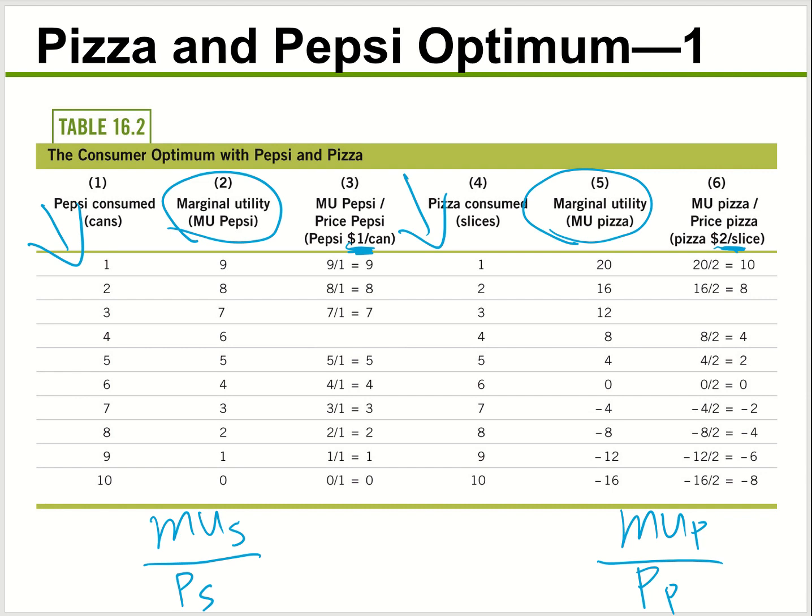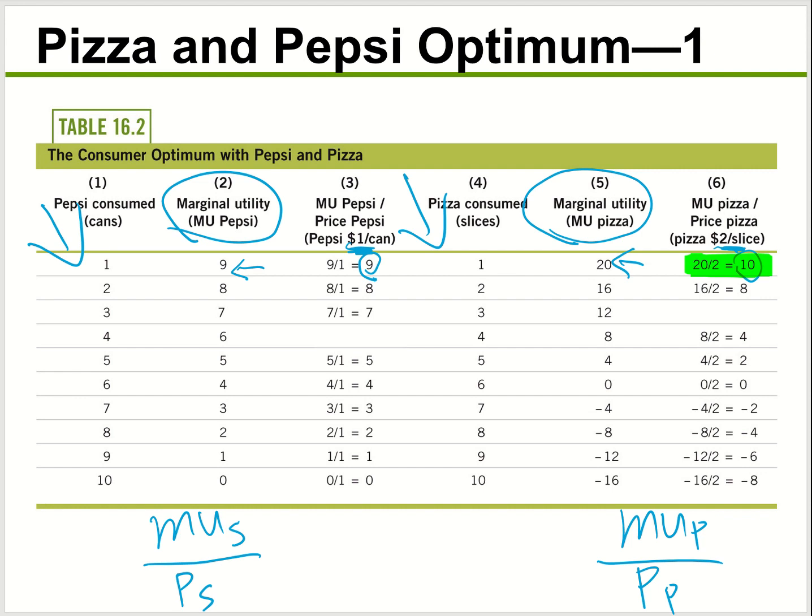So for our first consumption, the first Pepsi will give you 9 utility. Divided by $1, that means for the first Pepsi you purchase, every $1 you spend gives you 9 utility. Now for pizza, the first pizza will give you 20 utility, but it costs $2. So every $1 you spend on the first pizza gives you 10 utility. The pizza is more, so what do we do? We buy our first pizza, okay?